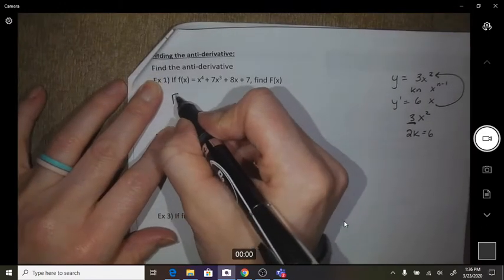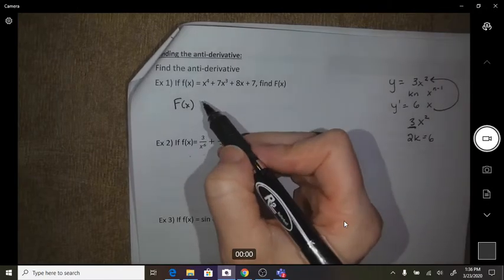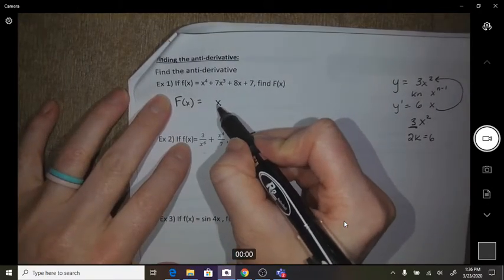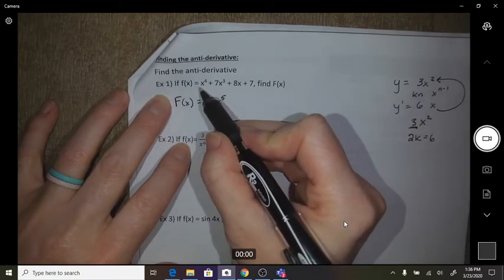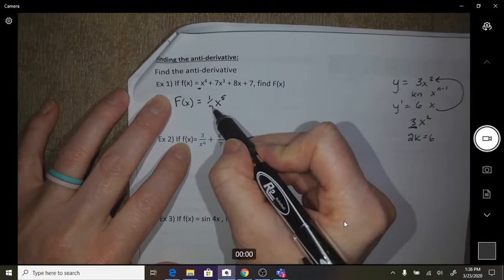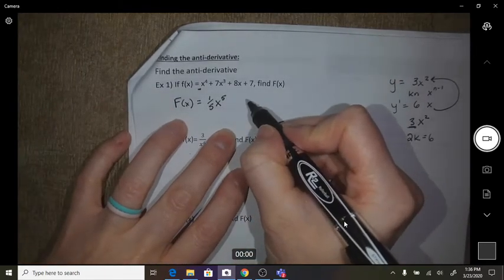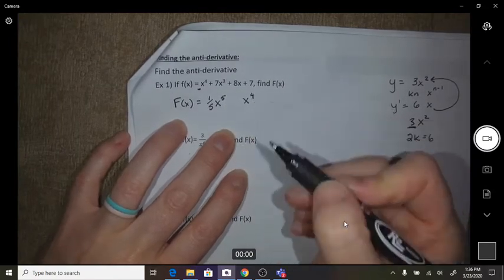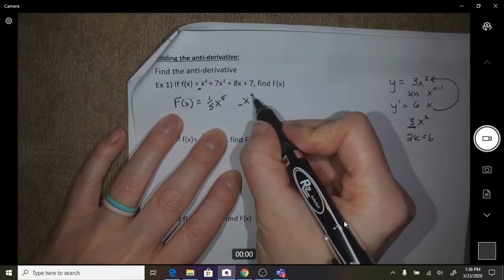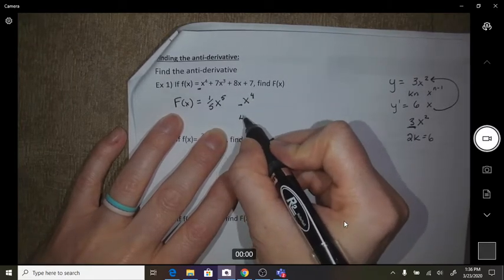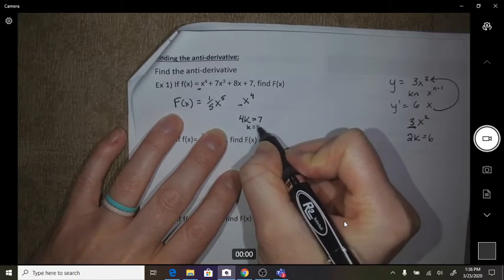So I'm going to represent the original with a big F if this is a little f. And if I think about this first one, it would have started with an x to the 5th. So what times 5 would have been a coefficient of 1? 1/5 times 5 is 1. Okay, so this one would have started with an x to the 4th. Now, what times 4 would give me 7? So then it would be 7/4.